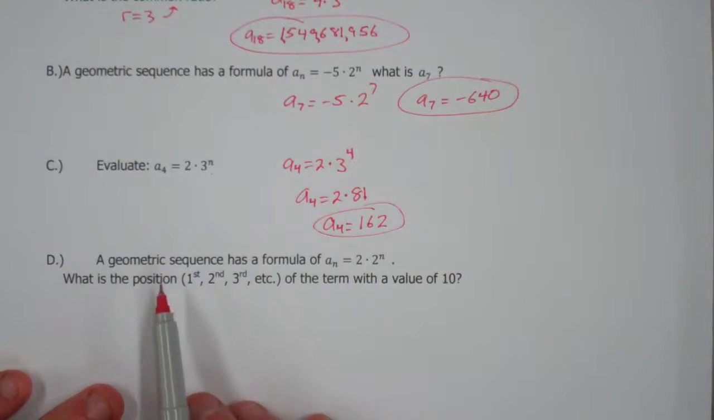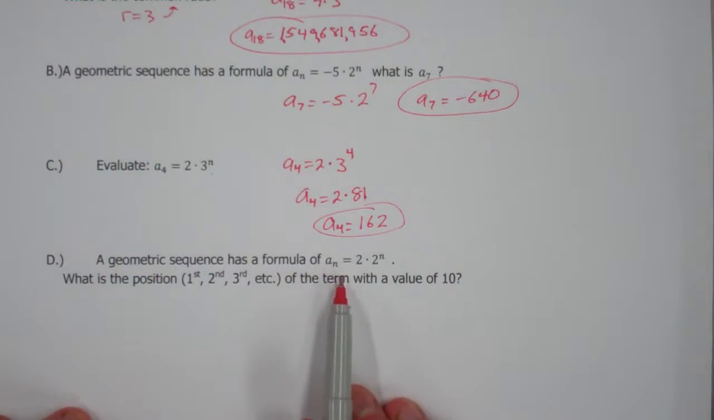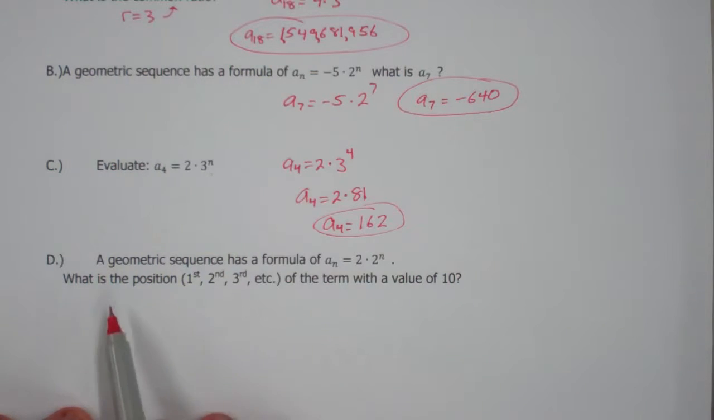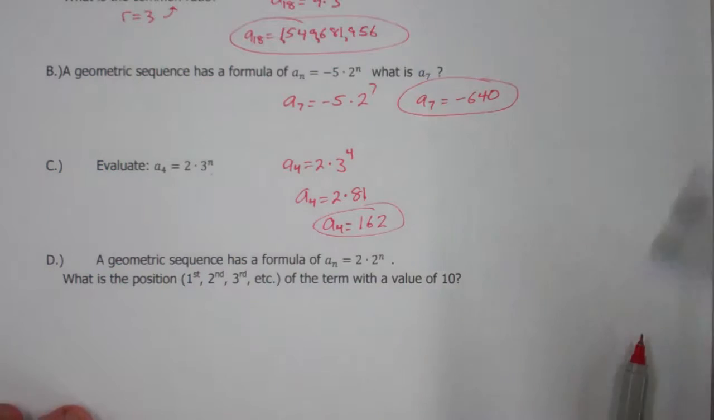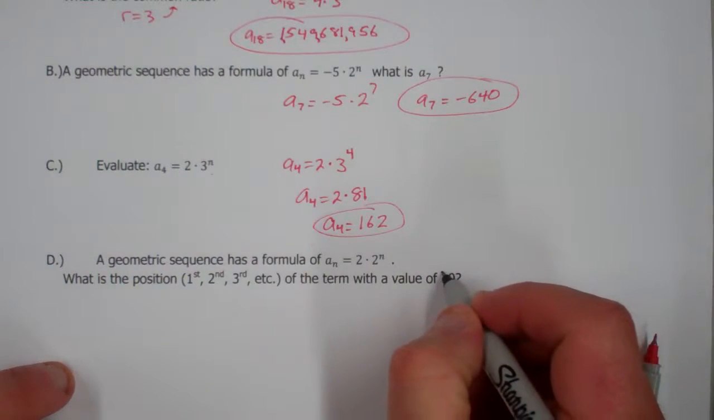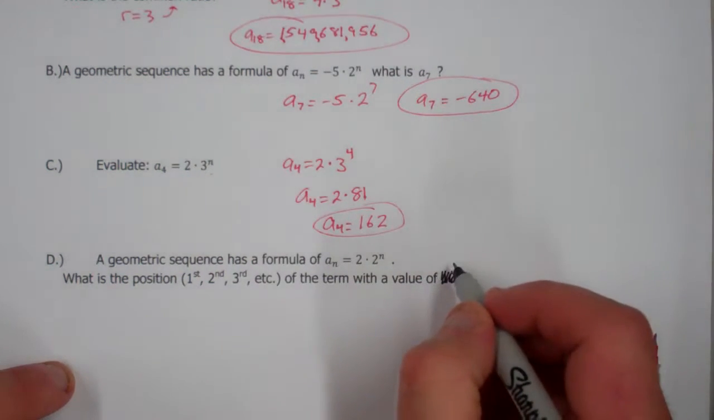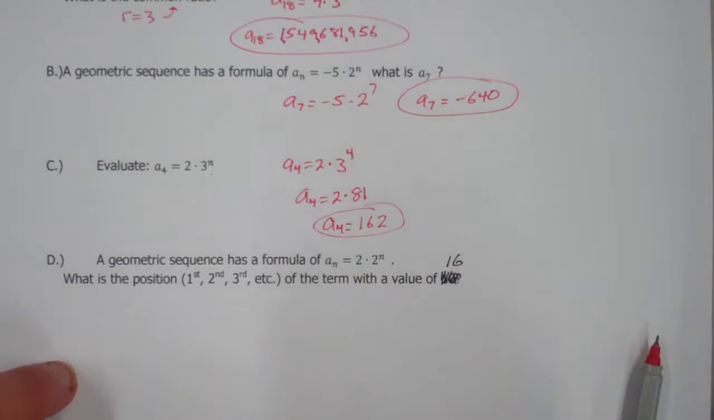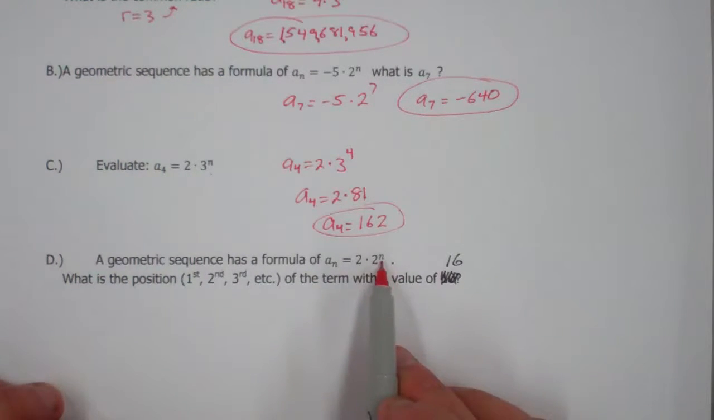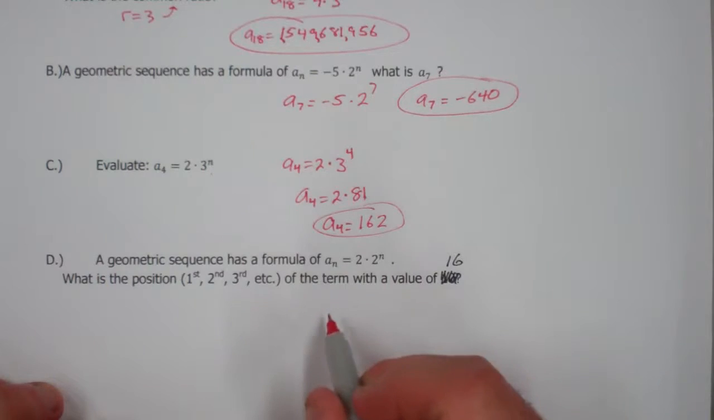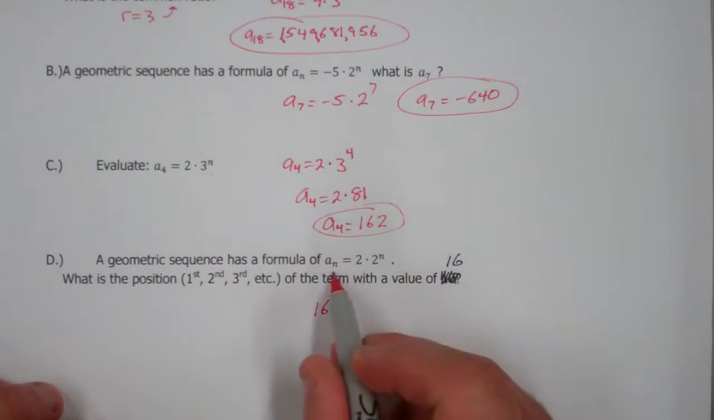In D, we have a geometric sequence that has a formula of a sub n is equal to 2 times 2 to the n. We want to know the position of the term with a value of, and you could do this for sure, but, well, maybe not for sure on this one. But anyway, I'm going to change this 10, and we're going to make that a 16. So I'm going to change the original problem. If we want to know the position, we have to find n, and we're going to substitute 16 in for a sub n.